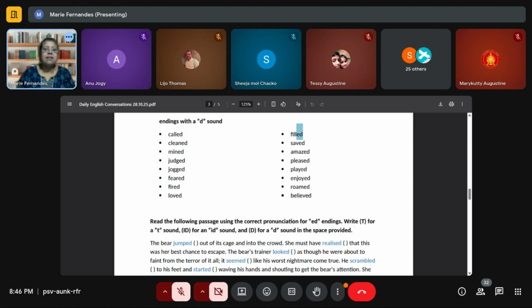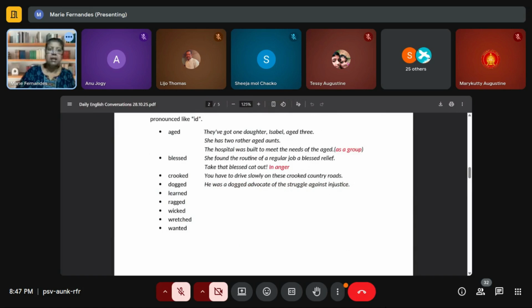Or has it gone all over your head? Actually, Lijaman came forward with a very good question. There are rules behind this, but you have to be able to pronounce it in context. Like I told you in the beginning, depending on the context: they've got one daughter, Isabel, aged 3. If you know the rules, it is easy to know. Otherwise, we have to learn by heart all the words which are pronounced as t sound, id sound, and d sound. But if you know the rules and regulations, you need to learn by heart only the verbs that can be pronounced as t sound, id sound, and d sound. That is why I'm asking to explain the rules and regulations behind it.